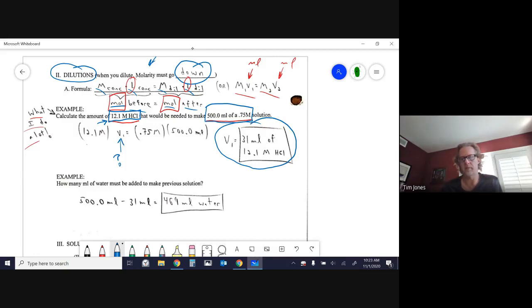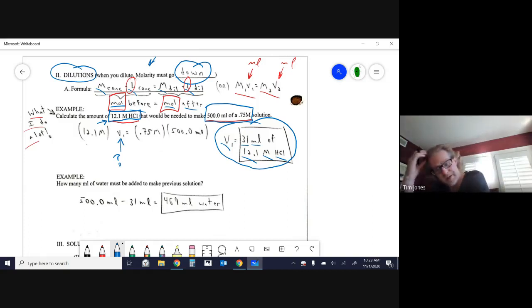Now, a way I like for you to present your answer is to not just say 31 milliliters, because it would be 31 milliliters of what? Is that 31 milliliters of water? Is it 31 milliliters of 12.1 molar? Is it 31 milliliters of 0.75 that you end up with? So try to be clear, 31 milliliters of 12.1 molar HCl. And V1 is enough to say that that's what you need to start with.